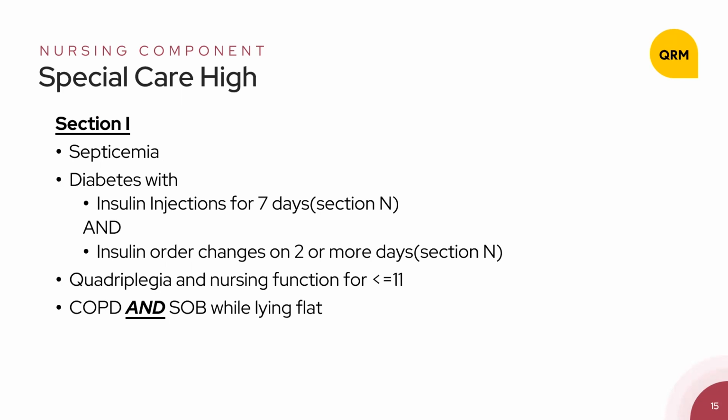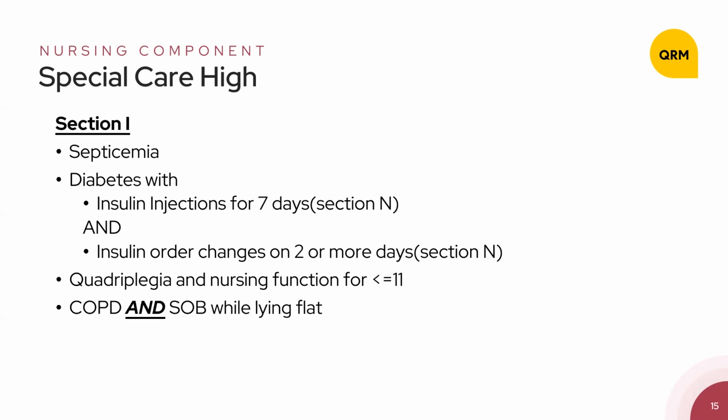The next one is quadriplegia. And with this one, the caveat is the nursing function score has to be less than or equal to 11. Then we have COPD and shortness of breath while lying flat. So COPD is a diagnosis that's going to be in section I, the checkbox, and shortness of breath is actually coded in section J. J1100 is where shortness of breath while lying flat is coded. So both of those things have to occur to get us into special care high. A lot of people miss this one because they have COPD, but they don't have shortness of breath while lying flat.